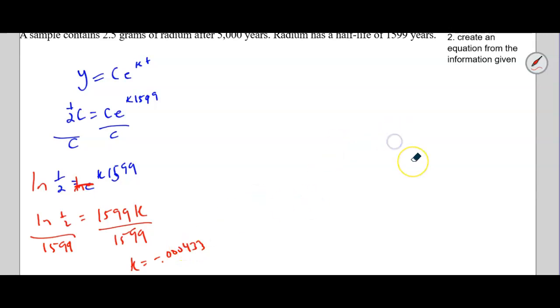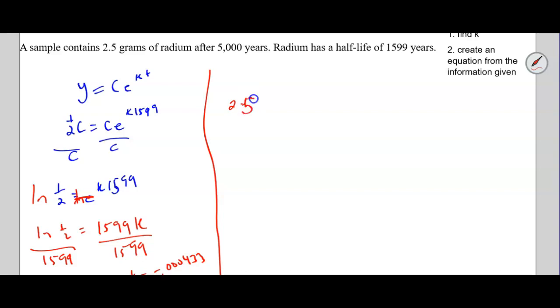Now we're going to take that information right here, and we're going to say that I know I'm going to have 2.5 grams of some C e to the k times 5,000. So in 5,000 years, at this rate of proportionality, I'm going to have 2.5 grams. So now all you gotta do is solve this for C to find the initial amount, so we're going to divide by this on both sides.